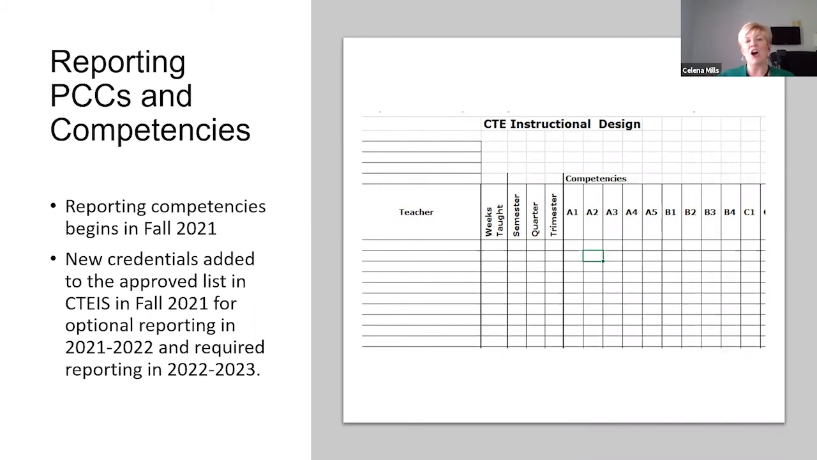And then the new credentials that we showed you today will be added to the approved list in CEDIS starting in the fall. But we do know it takes some time to be able to implement those. And so they'll be there in the fall of 2021 if you're ready to report them. If you're not, then you'll be able to report them in the fall of 22.